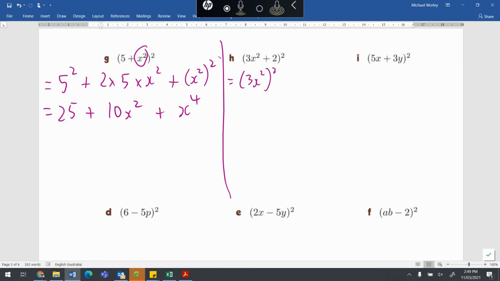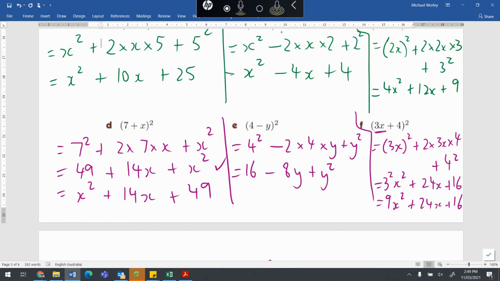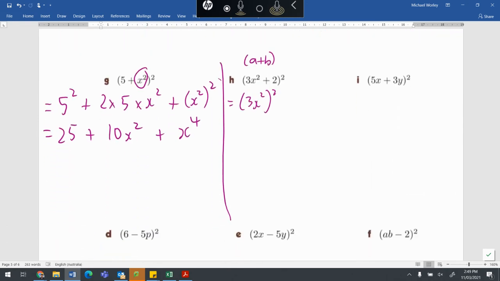Pop it in brackets. It's a squared. Because remember, it's like this, a plus b all squared. Oops. That's our rule.